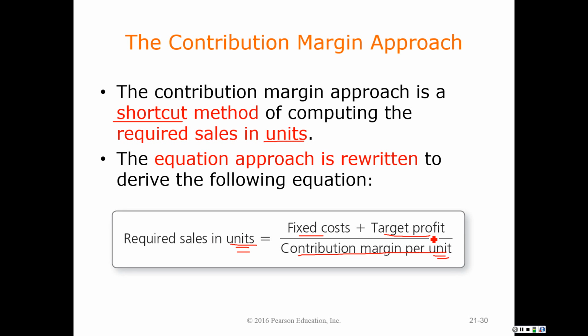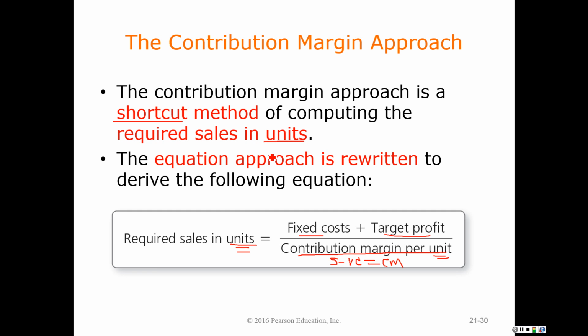Remember, if we go back to a prior lecture, I told you when we have sales less variable cost as contribution margin, once fixed costs are covered, that contribution margin basically becomes profit. So I need to cover fixed cost plus whatever target profit I need, and I'm dividing that by contribution margin per unit. Once again, sales per unit less variable cost per unit equals contribution margin per unit. So I am simply using my contribution margin to determine how many units I need to sell.